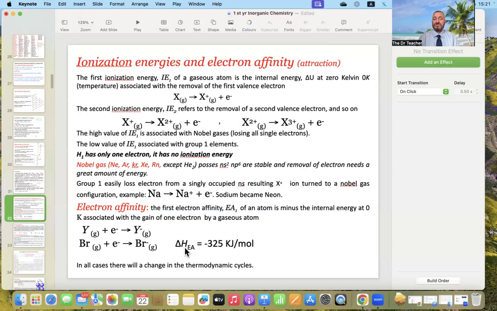So the delta H of electron affinity here. We do not call it ionization energy here; it is EA, electron affinity. The delta H, the change of energy, will be minus 325 kilojoules per mole. If it gained 1 electron, it means there is emission of 325 kilojoules per mole. In all cases, there will be a change in the thermodynamic cycle.